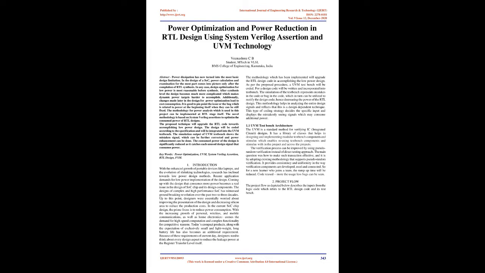The design will be coded according to the specification and will be integrated into the UVM test bench. The simulation output of the UVM test bench shows the mistaken signal, which can be further corrected and power enhancement can be done. The consumed power of the design is significantly reduced as it catches each unused design signal that consumes power. Keywords: power optimization, UVM, System Verilog Assertion, RTL design, FSM.